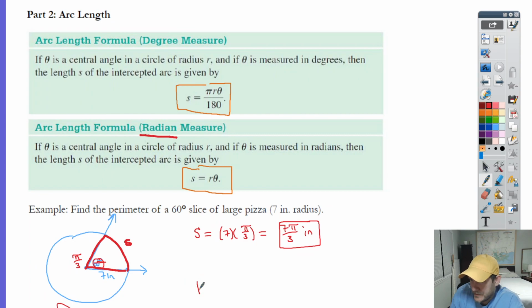So if that's the length of our arc, then our total perimeter would be the length of the arc, 7 pi over 3, plus the radius, plus the other radius, which doesn't really get much cleaner. We can't simplify it too much. I would just give the answer as 7 pi over 3 plus 14 inches. And that's it for that.